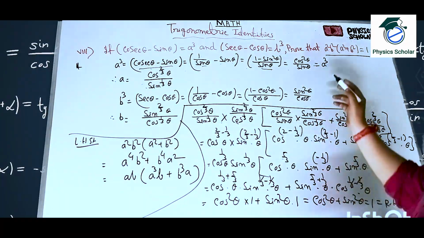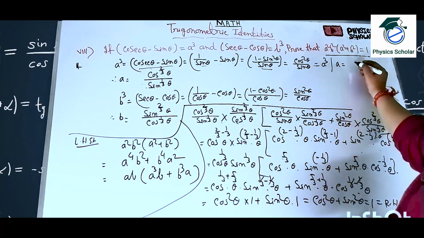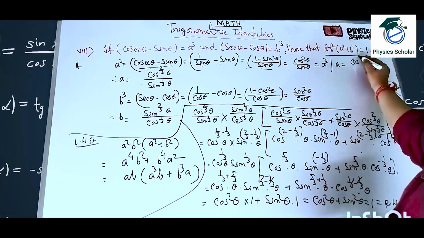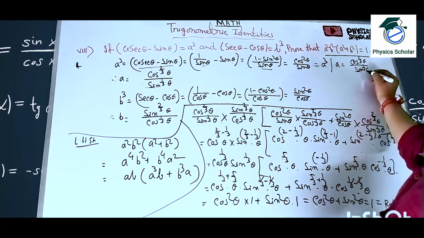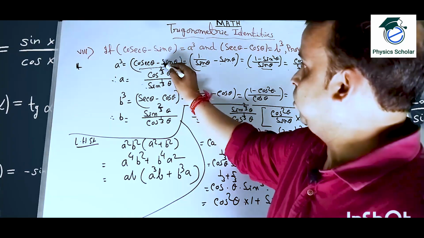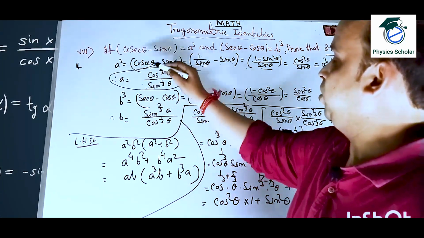Okay. So what is the value of a? Then a is equal to what? That means cos to the power 2 by 3 theta divided by sin to the power 1 by 3 theta. Clear? So that is the value of a, cos to the power 2 by 3 theta divided by sin to the power 1 by 3 theta.